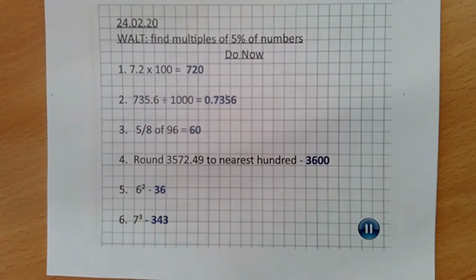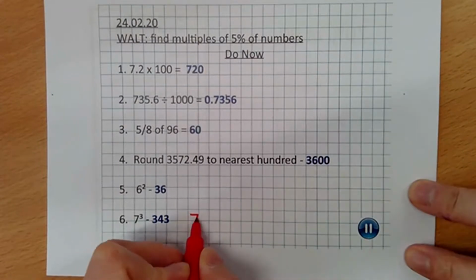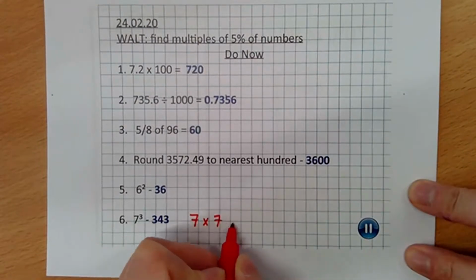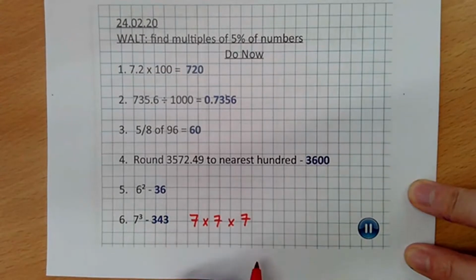Here are the answers. Number 1, 720. Number 2, 0.7356. Number 3, 60. Number 4, 3,600. Number 5, 36. And number 6, 343. Don't forget, 3 cube is 7 times 7 times 7.